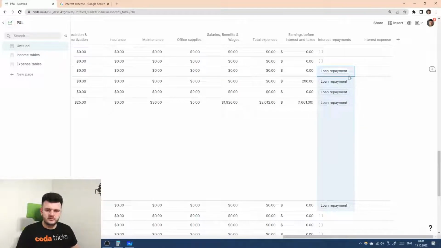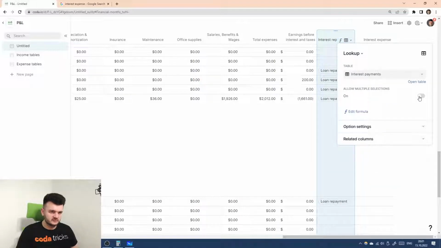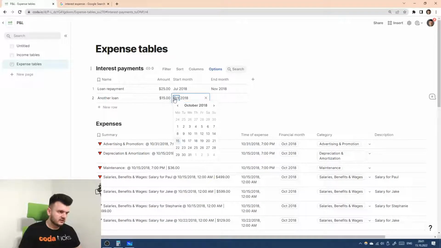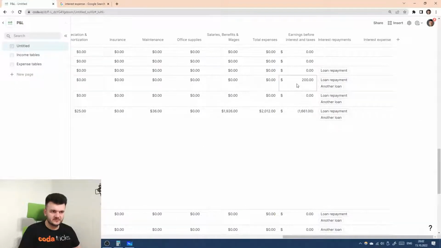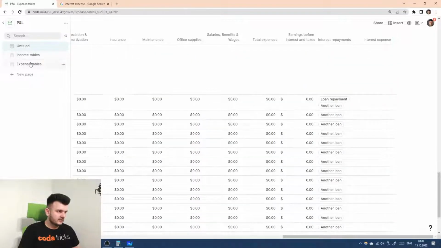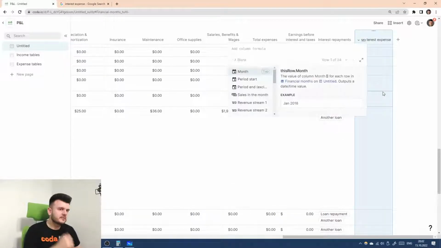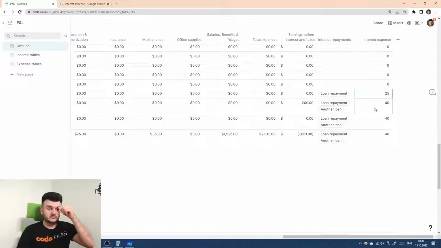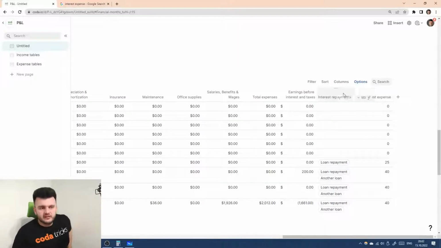We have this loan being repaid for 5 months, and it's a lookup from interest payments, and it's a multi-select because it may return us another loan. It's another $15 and it starts in August and it ends in December, right? So here's just one loan, then we take another loan, and here it ends. And interest expense is going to be interest repayments, amount, and the total. So here it's just 25, then it's 40, 40, 40, 40, then it's just the 15, and then we have nothing to repay anymore. So this is how you could calculate that part.